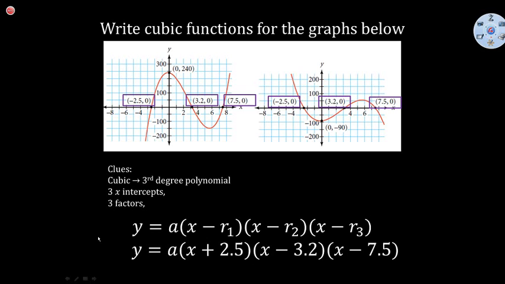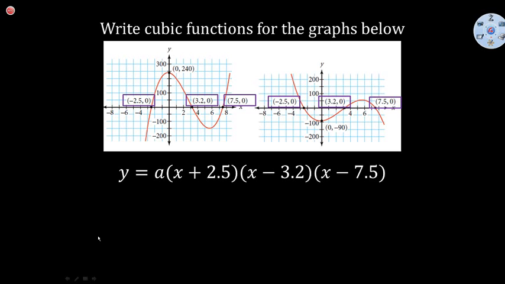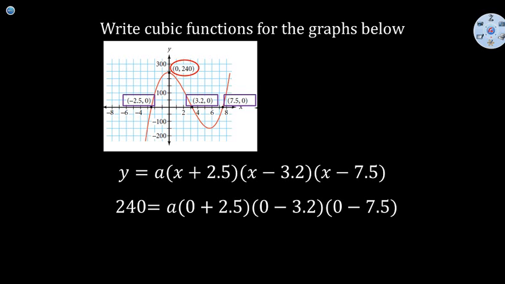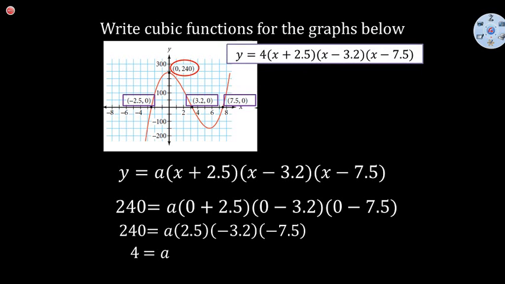So now, here's where we've got to diverge. We're going to notice that both graphs give us these extra points, the y-intercepts, which are really handy. I'm just going to focus on the graph on the left first and plug in that point for x and y. With a little simplification and solving, I get a equals 4. So therefore, the equation of this graph is what you see here on the screen, y equals 4 times the 3 factors. So this is the equation for this graph.